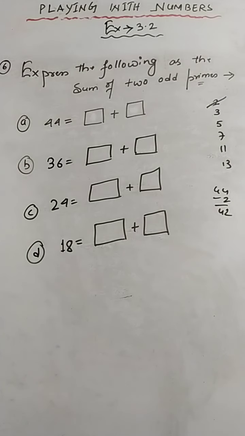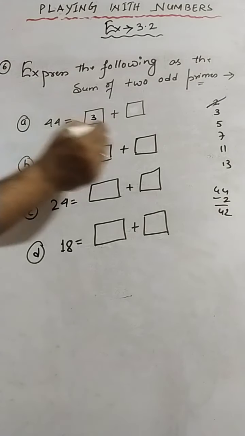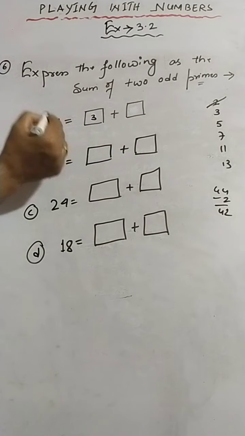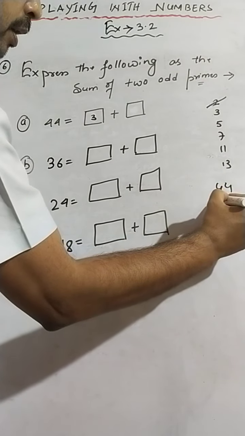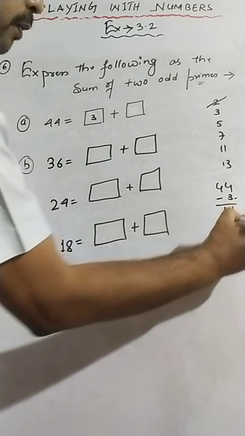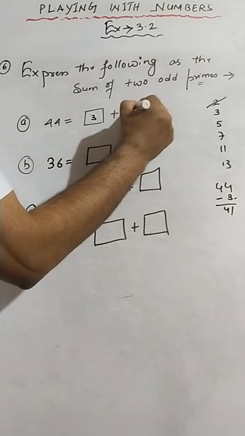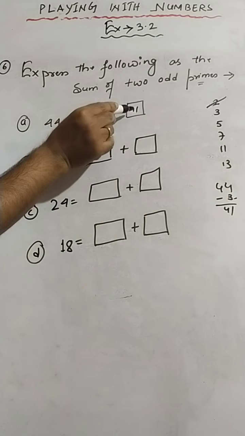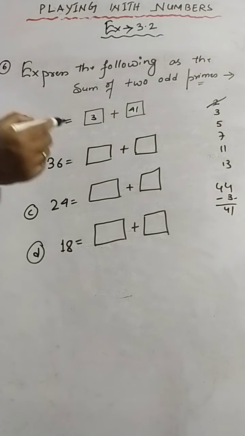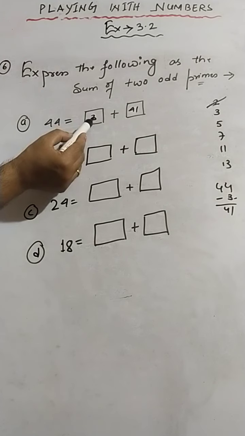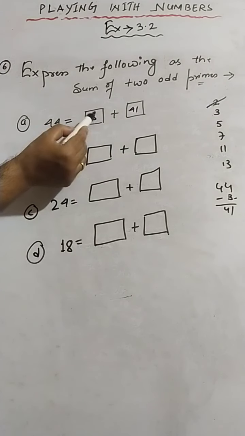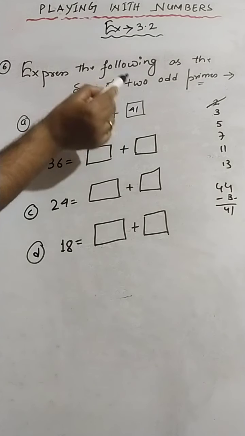Okay, suppose we put 3 here, and we subtract 3 from 44. What will be the answer? 44 minus 3. So the answer is 41. Yes, 41 is an odd number, and it is also a prime number. So this is how we have expressed 44 as a combination of two odd prime numbers. 3 is a prime number and an odd number, and 41 is also an odd number and a prime number.